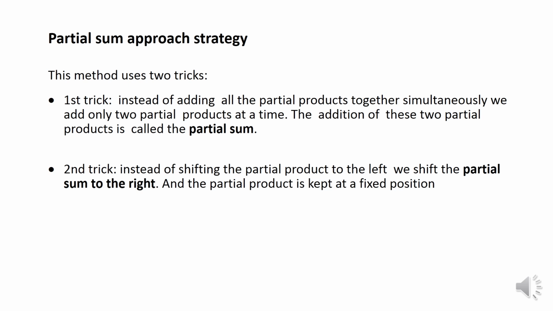This method uses 2 tricks. The first trick of the method is that instead of adding all the partial products together simultaneously, we add only 2 partial products at a time. The addition of 2 partial products is called the partial sum. The second trick of the method is that instead of shifting the partial product to the left, we shift the partial sum to the right, and the partial product is kept at a fixed position.